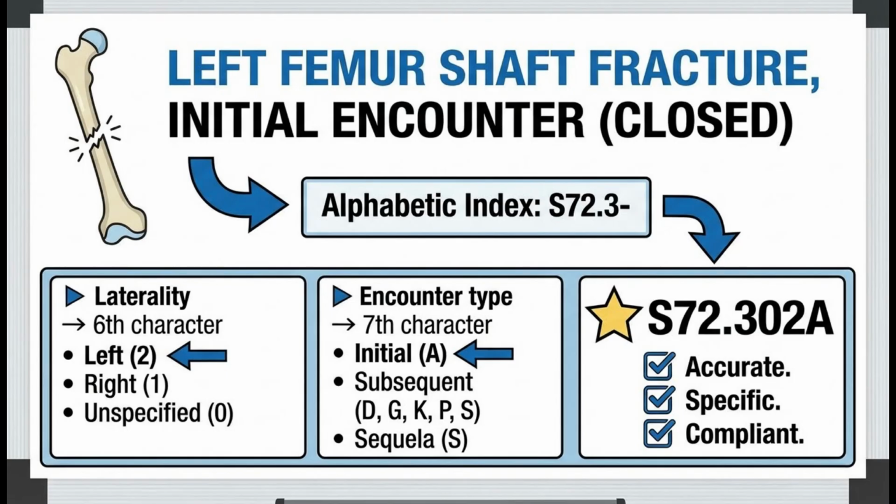Example: left femur shaft fracture, initial encounter, closed. The alphabetic index points you to S72.3, but the tabular list requires more details. Laterality goes in the 6th character. Left, right, or unspecified. Encounter type goes in the 7th character. Initial, subsequent, or sequela. So after applying all required characters, the correct, complete code becomes S72.302A. Accurate, specific, compliant.